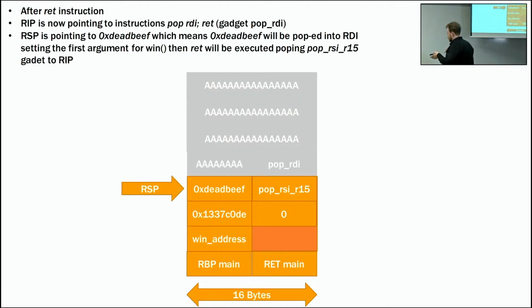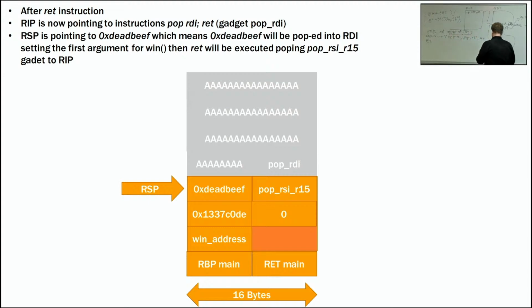This is exactly when the vuln returns, but it doesn't return to main as it should, but it returns to our gadget, so to pop RDI ret. And now, when pop RDI is being executed, what's pop doing? Pop takes a value from the stack and puts it in the argument, in this case in RDI. So it will put deadbeef in the RDI and then call ret again. So basically this will happen.